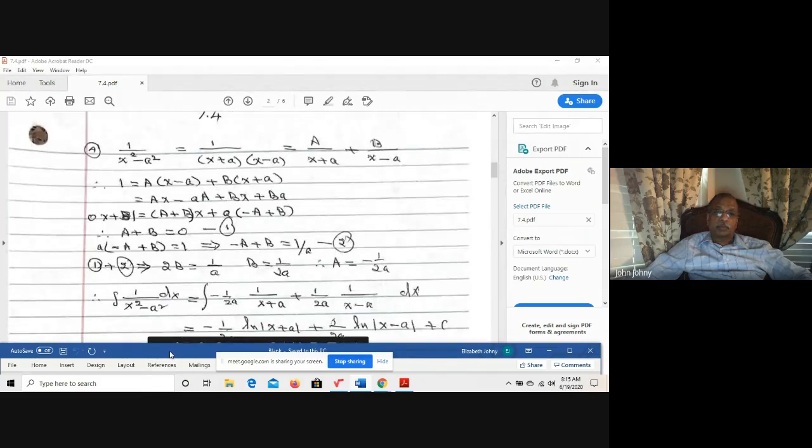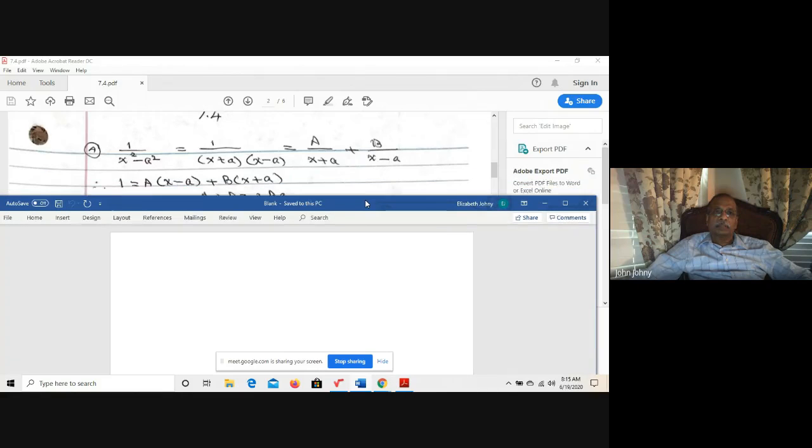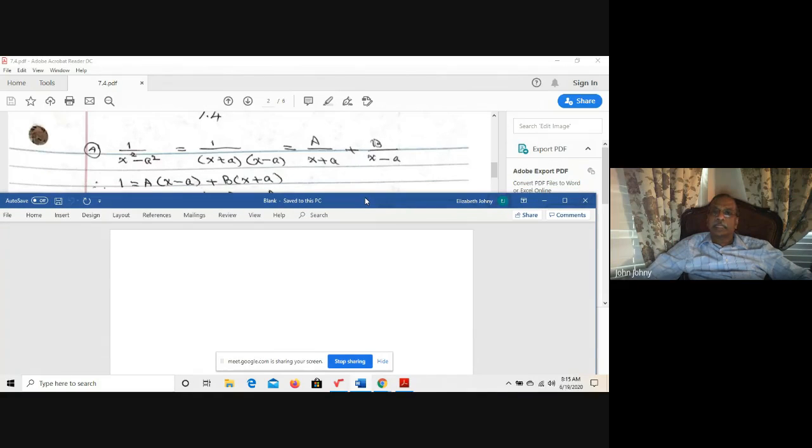Number 4. We are going to decompose that into partial fractions. 1 over x squared minus a squared. The denominator is the difference of two squares, so that is 1 over x plus a times x minus a. Since there are two factors in the denominator, you set it up as A divided by x plus a, plus B divided by x minus a. Now multiply both sides by the LCD, which is x plus a times x minus a.